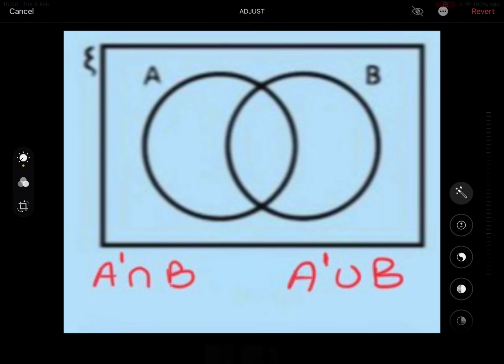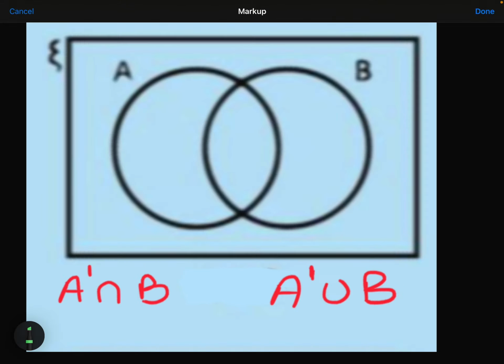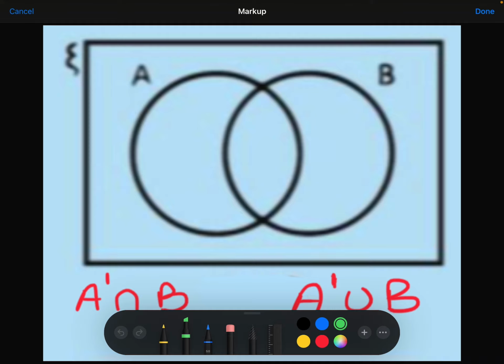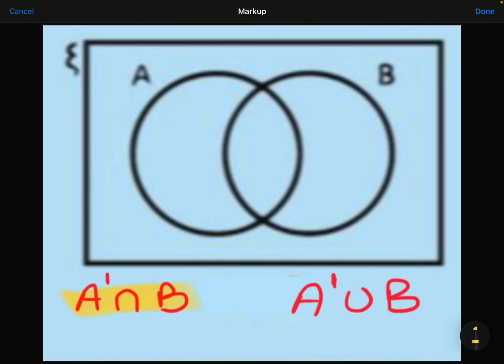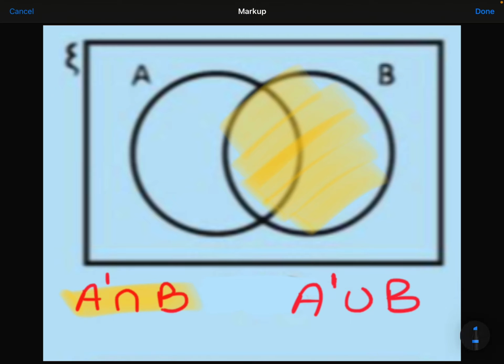Next, we are now combining both of those things together. So I want the region that is not in A, but it's also in B. So not in A, but in B. So first of all, if I were to do this, that would be all of B. So that would satisfy this part, that would be good.